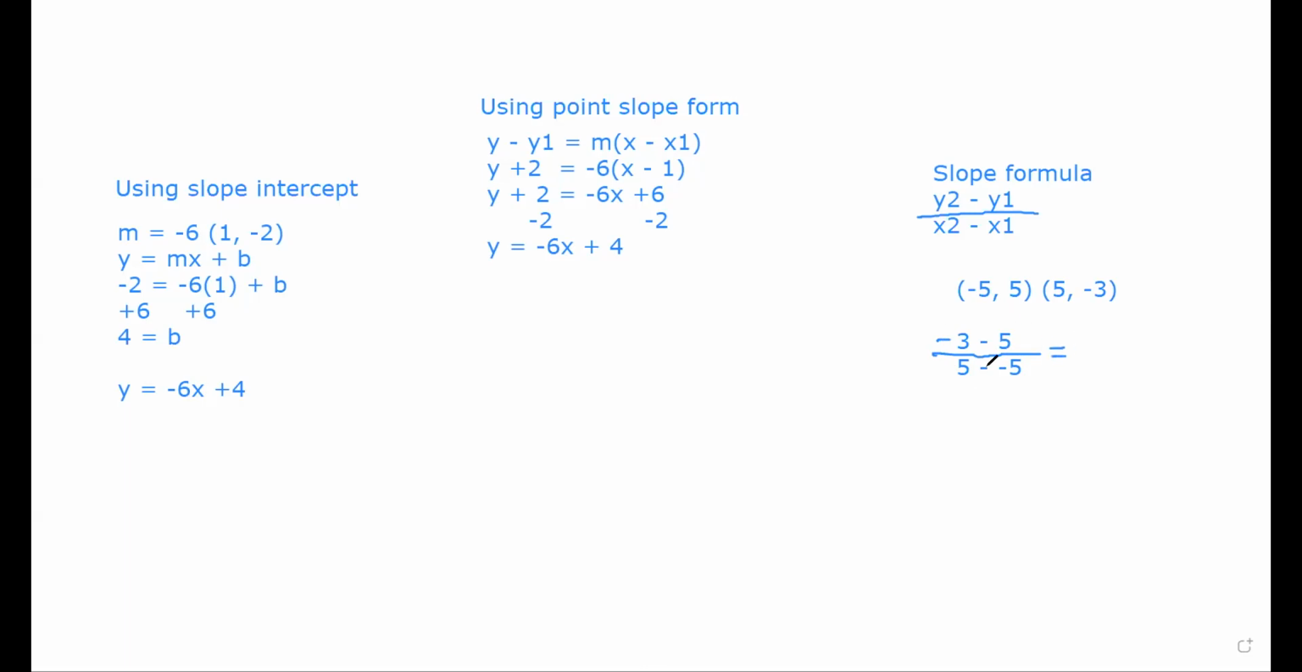So if I go ahead and complete this, I end up with -8. This becomes keep, change, change. So on the bottom, then I got 10. And that's reducible. They're both even numbers. So my slope is -4/5 now. I don't really like working with fractional slopes.